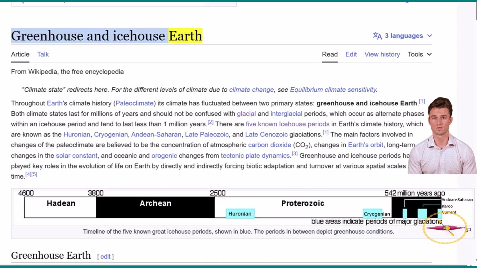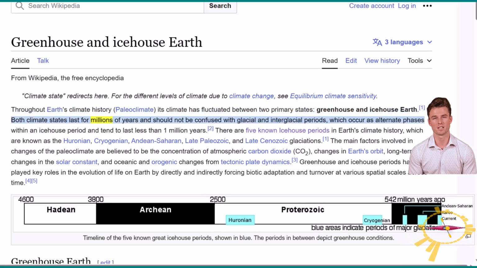Greenhouse and Icehouse Earth. Throughout Earth's climate history (paleoclimate), its climate has fluctuated between two primary states: greenhouse and icehouse Earth. Both climate states last for millions of years and should not be confused with glacial and interglacial periods, which occur as alternate phases within an icehouse period and tend to last less than 1 million years.